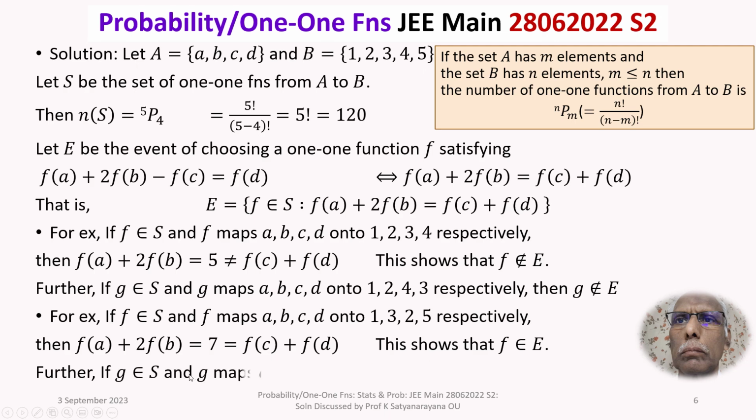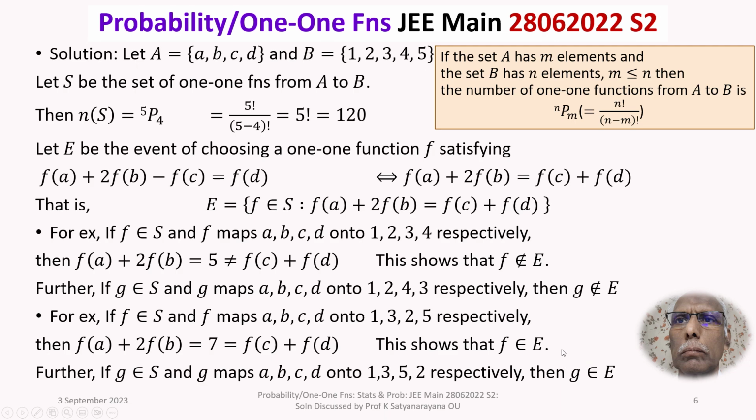This is one. The other is, if G belongs to S, G maps A, B, C, D onto 1, 3 as above. Instead of 2, 5, 2, that means F of C is 5, F of D is 2 now. So even in this case, G belongs to A. So if one function satisfies, then automatically the next one will also be satisfied. That means if you get one function, then it will give rise to the other function also, which is qualifying the condition.